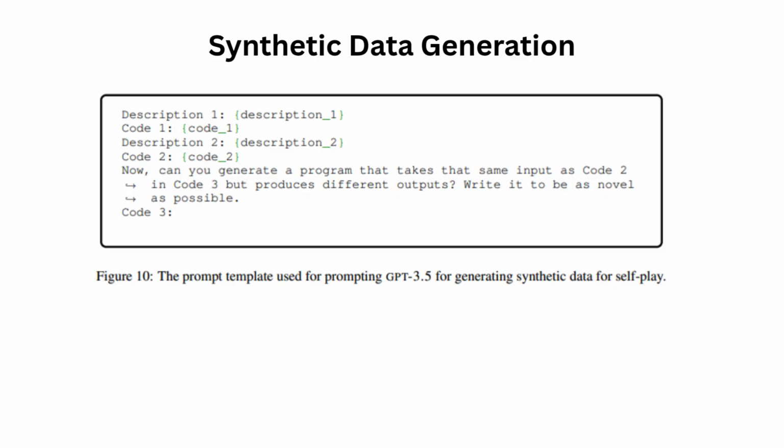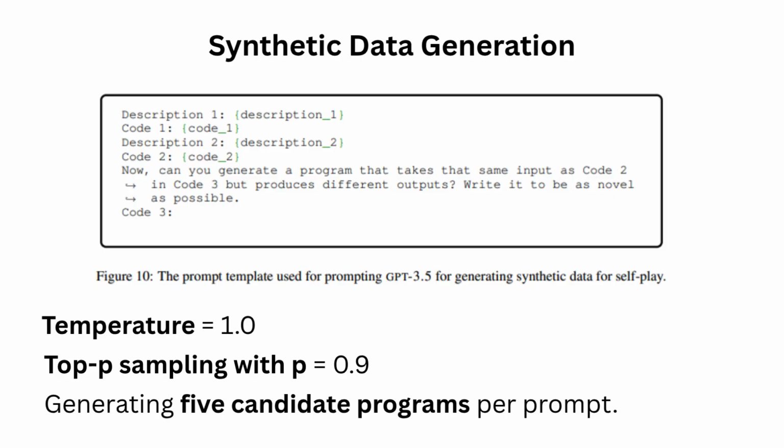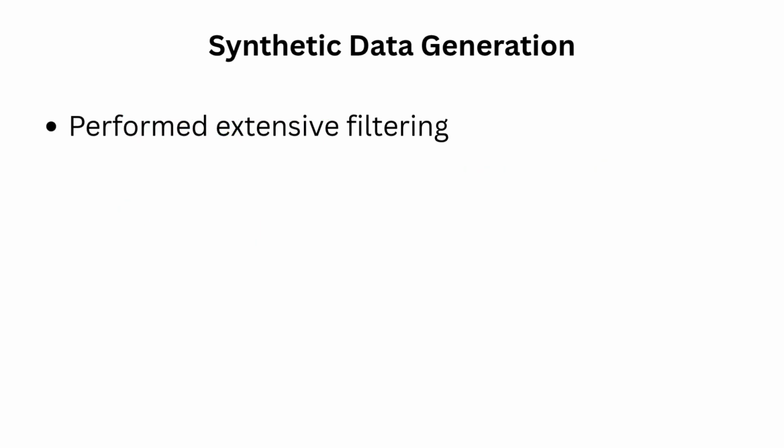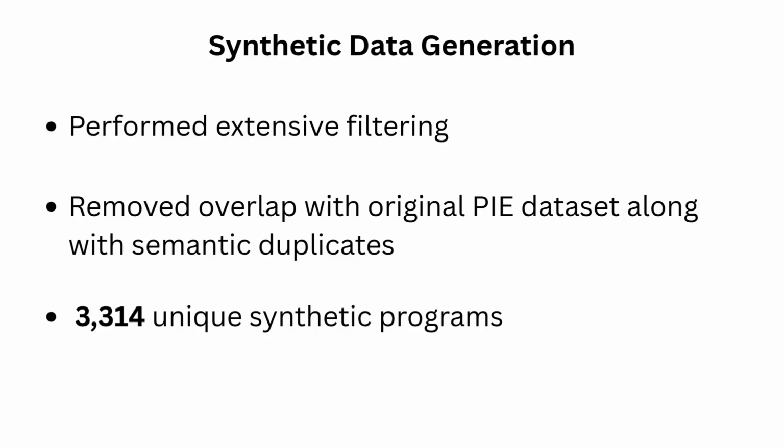For generation, they used a temperature of 1.0 and top P sampling with P equals 0.9, generating 5 candidate programs per prompt. After generating around 10,000 programs, they performed extensive filtering. Programs that behaved identically to existing Pi problems were removed, along with semantic duplicates. After this filtering stage, they ended up with 3,314 unique synthetic programs. But generating new problems was only the first stage.